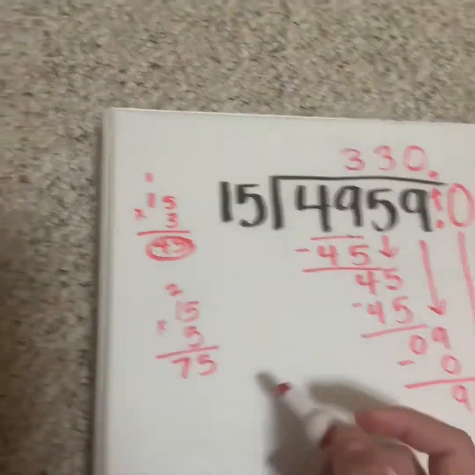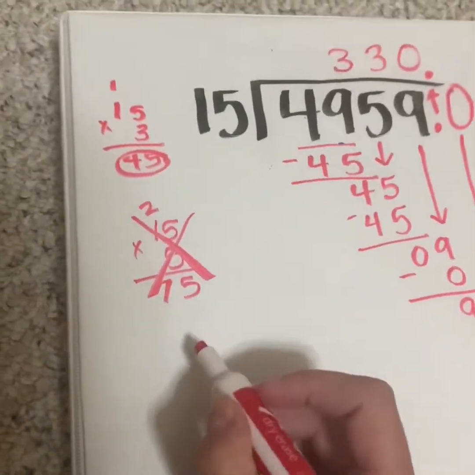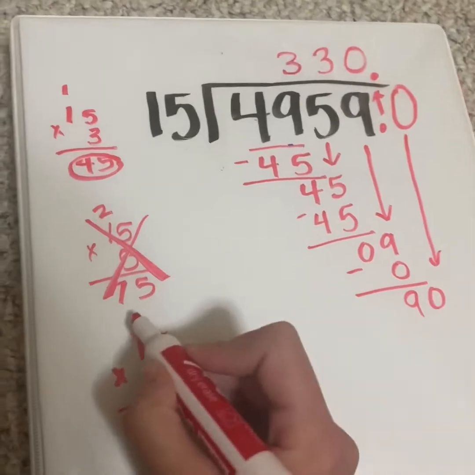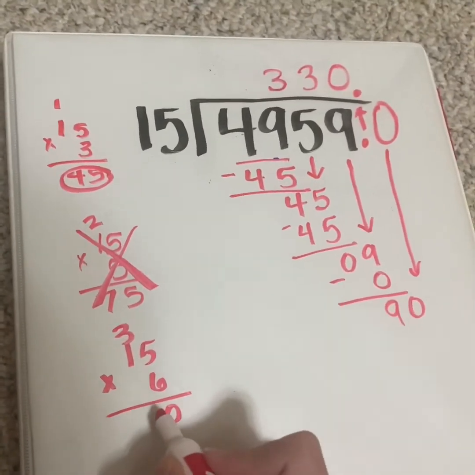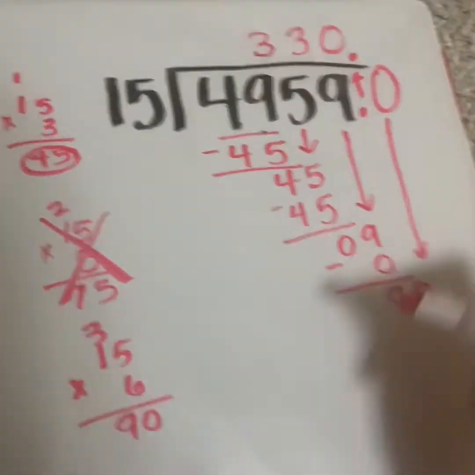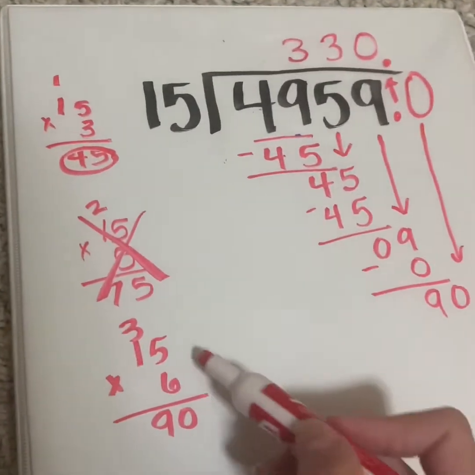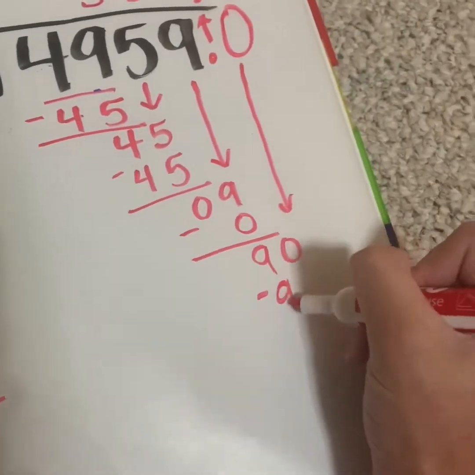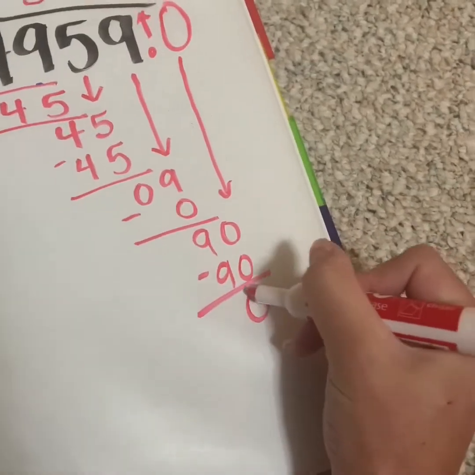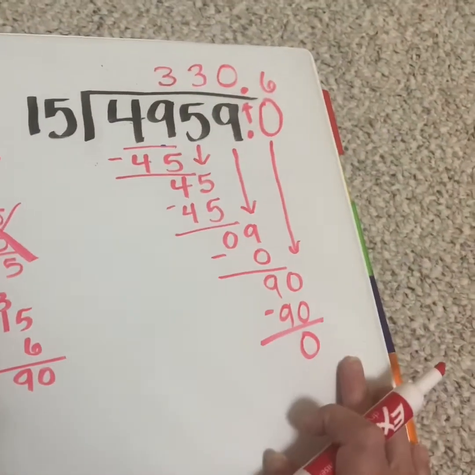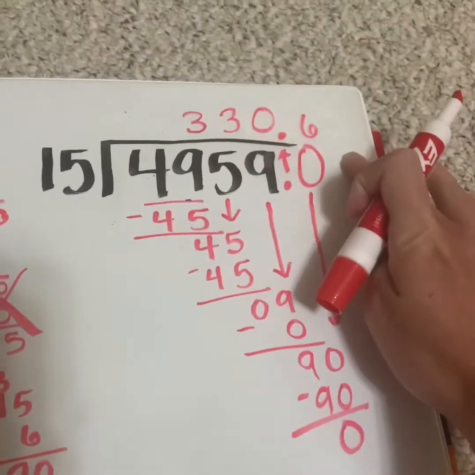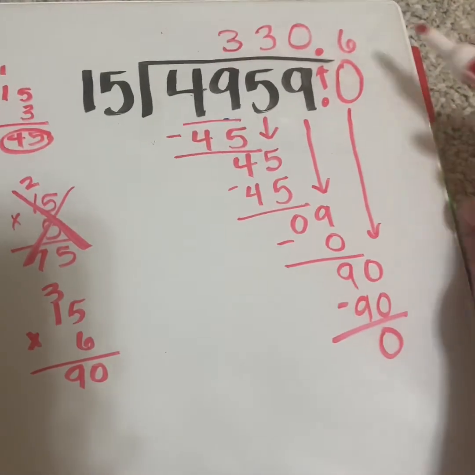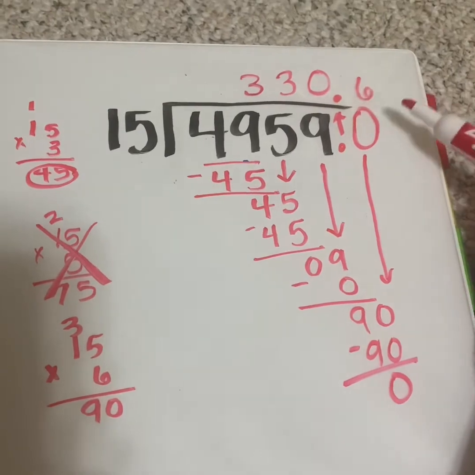So that's not quite big enough. So let's go up one. So 15 times 6. 5 times 6 gives me 30. 6 times 1 is 6, plus 3 is 9. So 15 times 6 gives me 90. So I subtract 90, because 15 times 6 is 90, and I get 0. When you get 0 at the bottom, and you have no more numbers left to come down, that's when you are finished with this problem. So our quotient would be 330 and 6/10.